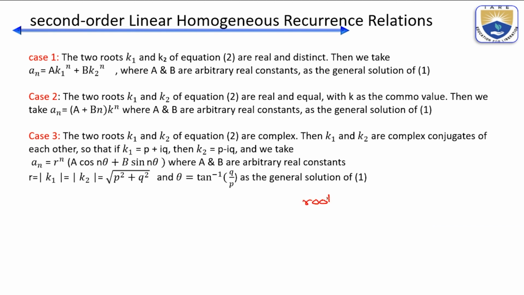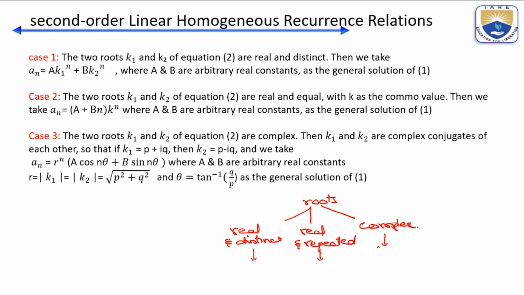So roots of the auxiliary equation: one is real and distinct, another one is real and repeated, and another one is complex roots. So these are the three different possibilities. In these three different possibilities, whenever the roots are there, how to find the solution?